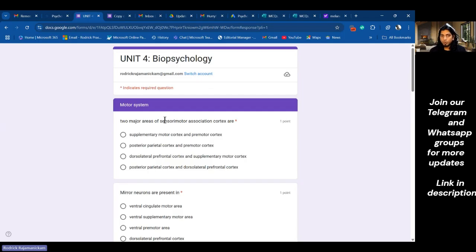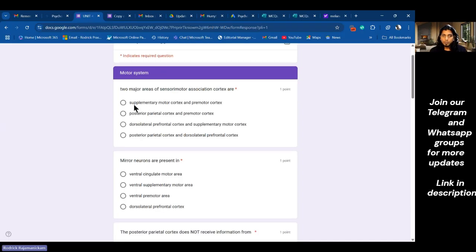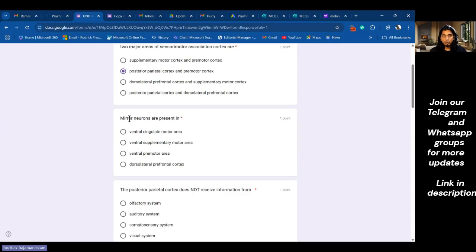Two major areas of sensory motor association cortex are posterior parietal and premotor. Supplementary motor cortex is not an association area. So these two, and after that you have the supplementary motor cortex. Mirror neurons are present in the premotor area, the ventral part of it, the ventral premotor area.